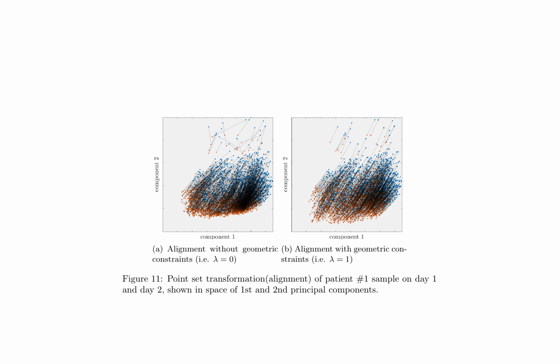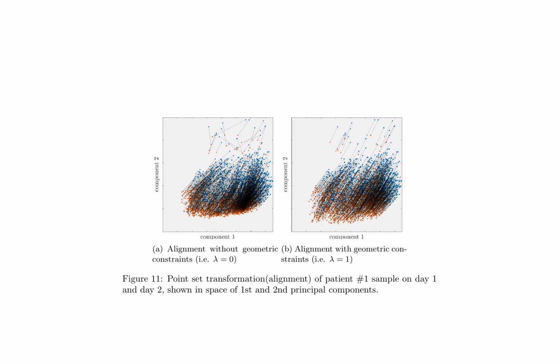The alignment process is formulated as a minimization problem, where the objective function comprises a data term and a regularization term. The data term measures the similarity between the aligned point sets, while the regularization term enforces geometric constraints, such as smoothness and proximity. The authors introduce a hyperparameter lambda, which controls the strength of the regularization term.